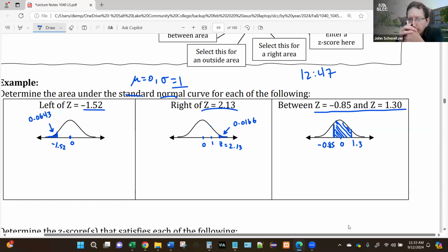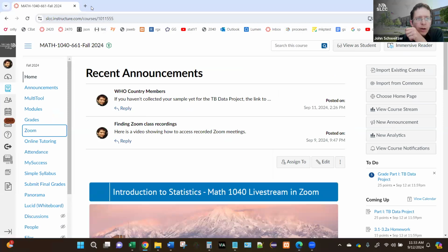What does that area look like to you? If I had to guess, I would probably say about 60%. It does look like more than half of the distribution is between those two values. 60, 55, somewhere in there. It's hard to do much better than that with guessing, but we don't have to guess exactly. We can go to GeoGebra and it will tell us exactly the area between those two values.